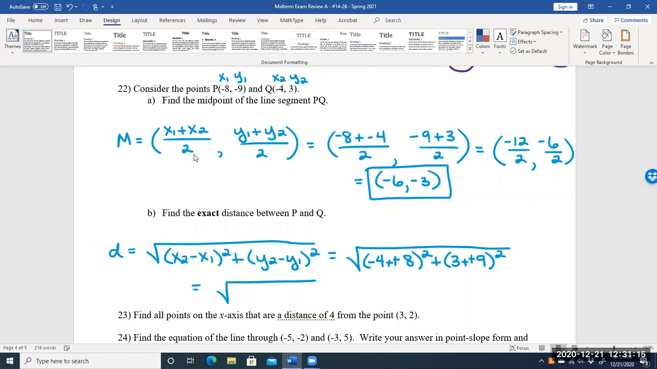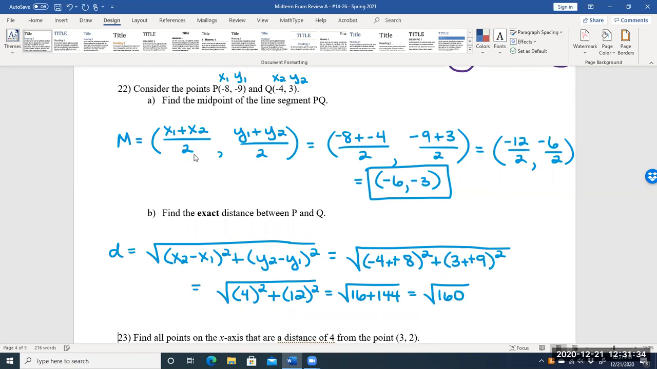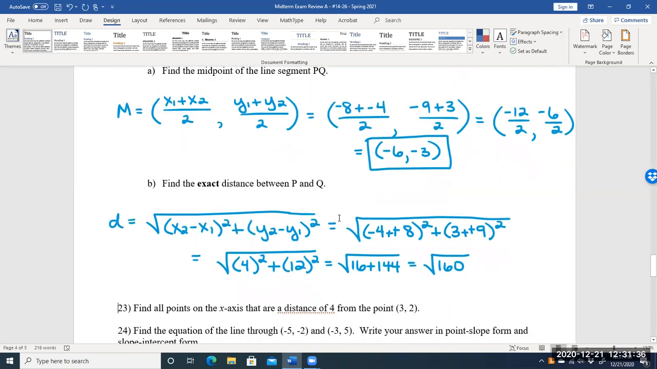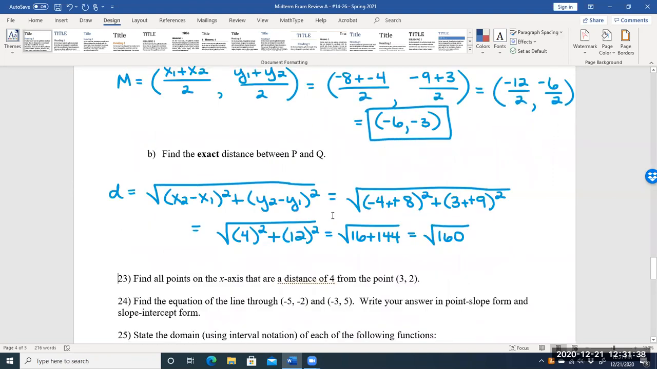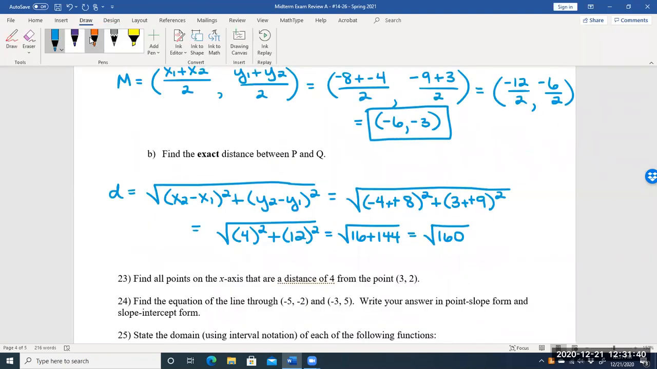So we've got the square root of 4 squared plus 12 squared, which is the square root of 16 plus 144, which is the square root of 160. Now, we do want you to simplify that if possible, and it does simplify.